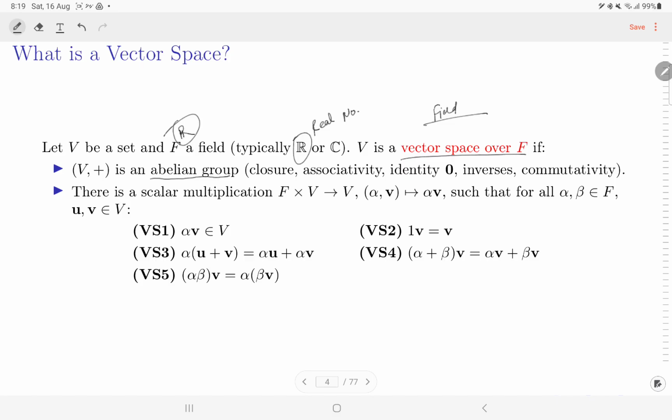For addition, it should be an Abelian group, that means closure under addition, associativity, additive identity, inverse and commutativity. And second is scalar multiplication, with scalars coming from R. If it satisfies all these properties, and I hope you know all these things, then it is a vector space.